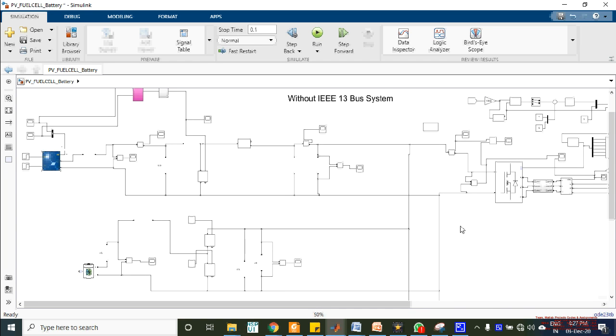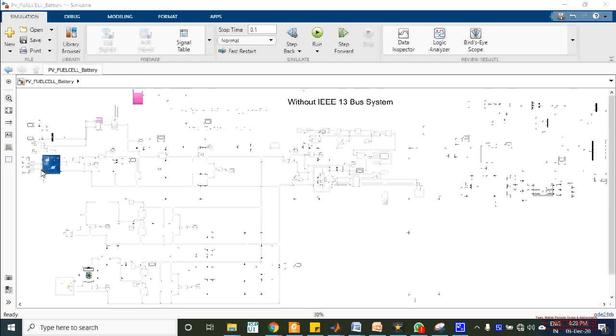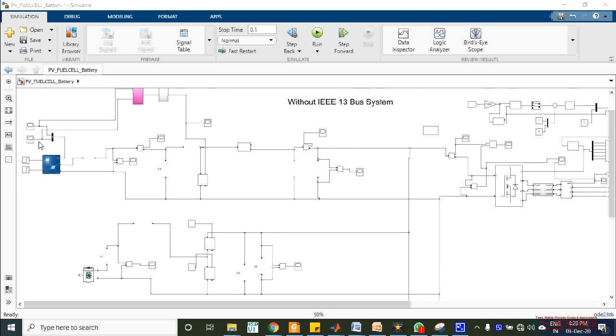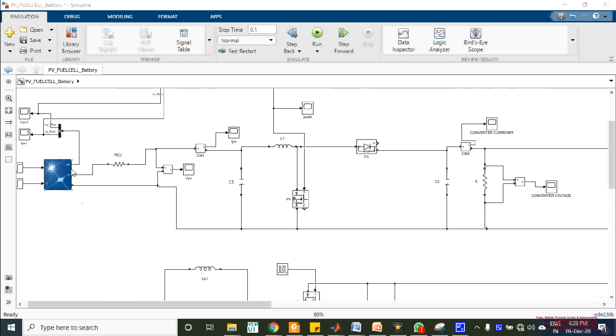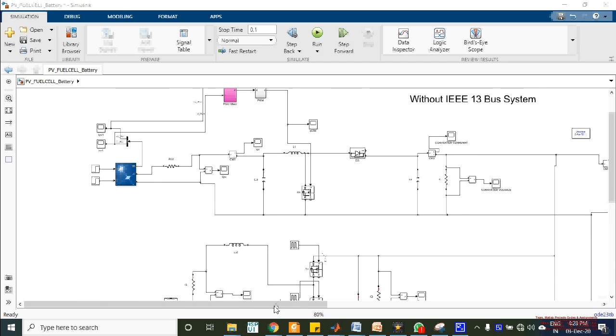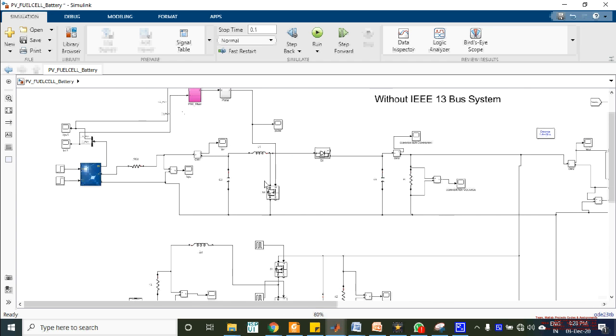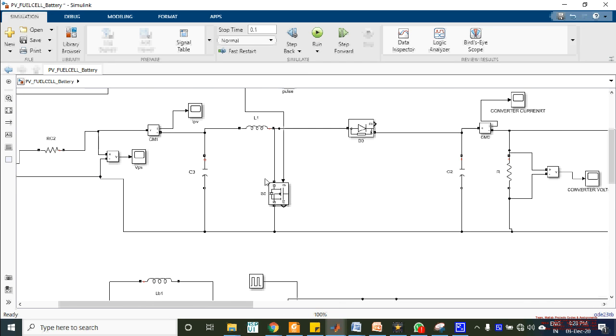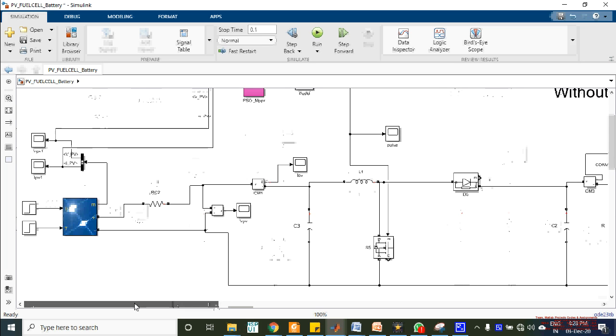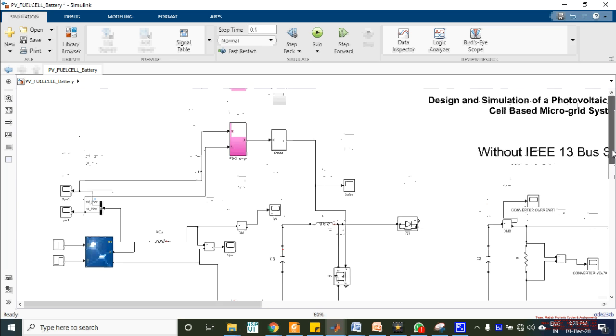Here is the PV control part. The first energy source is PV. The PV is connected with a boost converter. For that boost converter, we used one switch. For that boosting switch, we used pulse width modulation from the PSO MPPT technique. Just open this block.